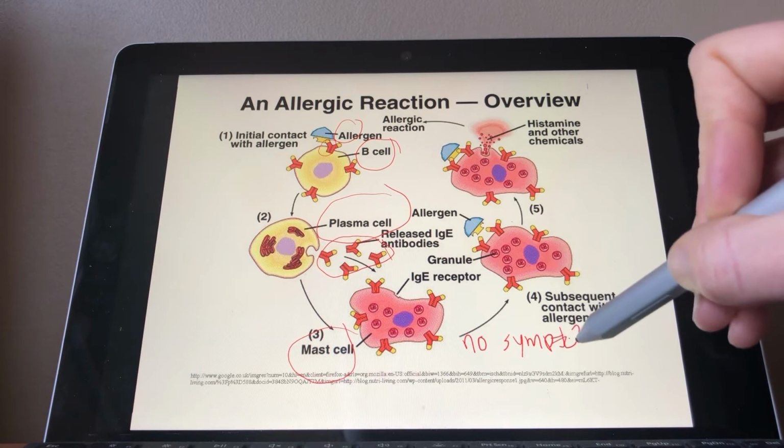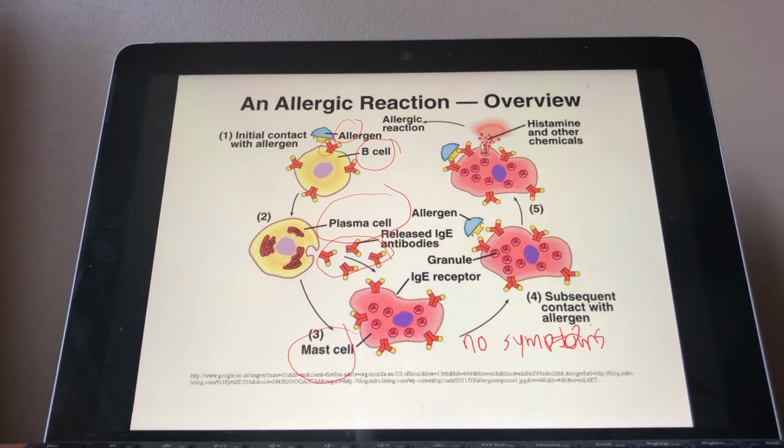Okay, so symptoms for allergies. If you're allergic to pollen, hopefully you're not because it's a pain, you get really itchy eyes, a runny nose, etc. Now, let's just say you're walking through the forest again, breathing in the pollen, and you now have these cells produced.